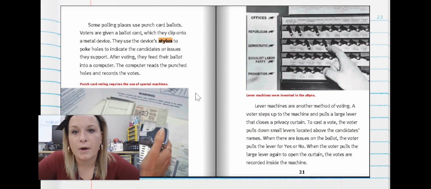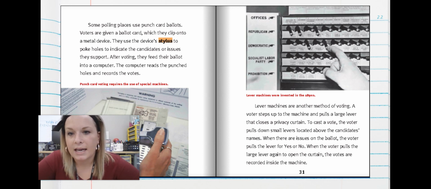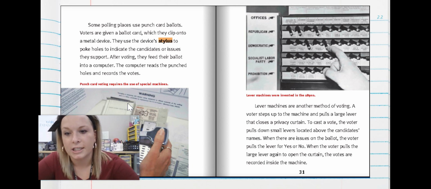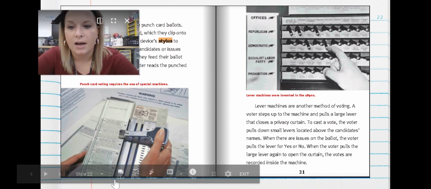Some polling places use punch card ballots. Voters are given a ballot card, then they clip onto a metal device. They use the device's stylus to poke holes to indicate the candidates or issues they support. After voting, they feed their ballot into a computer. The computer reads the punched holes and records the votes. So punch card voting requires the use of special machines, and then you can see the picture of how it punches there.